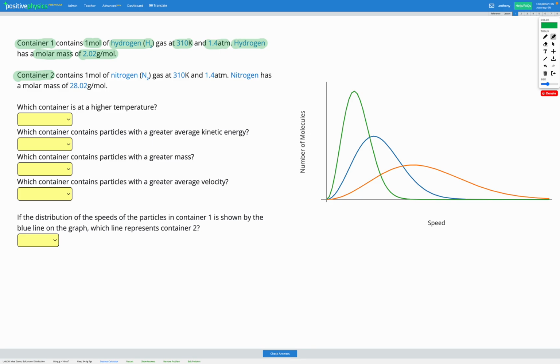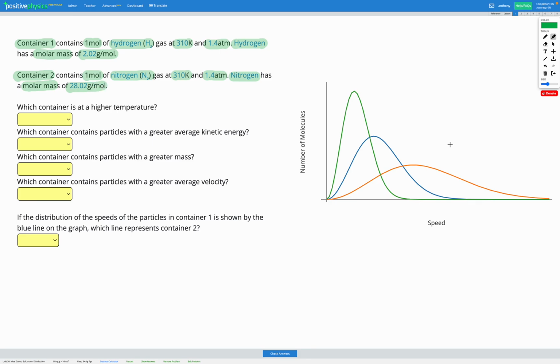Okay, then let's look at container 2. Container 2 also contains 1 mole, but this time it's of nitrogen N2 gas. It's also at a temperature of 310 Kelvin and also at a pressure of 1.4 atm. We're told nitrogen has a molar mass of 28.02 grams per mole.